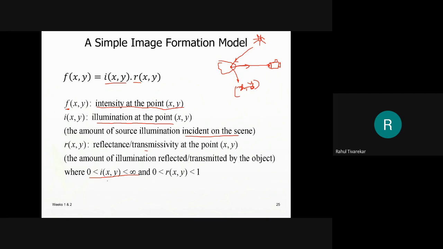Incident intensity can vary between 0 and infinity, and the reflected light can be from 0 to 1. The reason is that either no light will be reflected, which is called zero reflection, or all of the light is reflected, which is called one reflection. So if transmitted light and reflected light are the same, then we get reflectivity equal to 1. So either you can have no reflection or you can have total reflection.